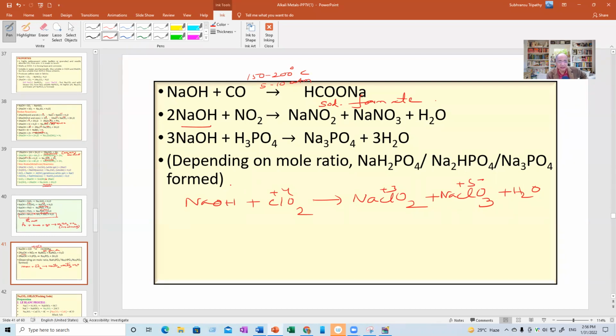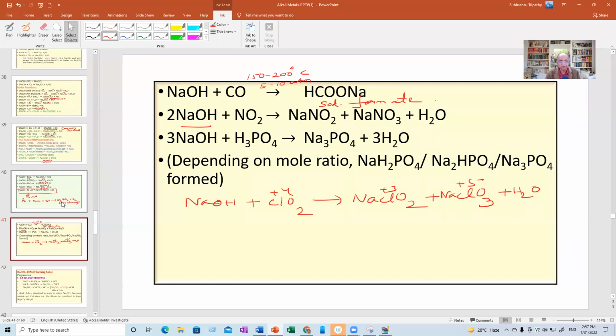And with phosphoric acid, acid-base reaction will happen. If you take 1 mole, 1 mole, you get NaH2PO4. 2 mole, 1 mole, then Na2HPO4. 3 mole, 1 mole, then the normal salt Na3PO4. I have written for the normal salt, the complete neutralization, but you can go for partial neutralization, 1:1 or 2:1, right? So I have left it for you. You need not also write, because these things are very, very trivial.